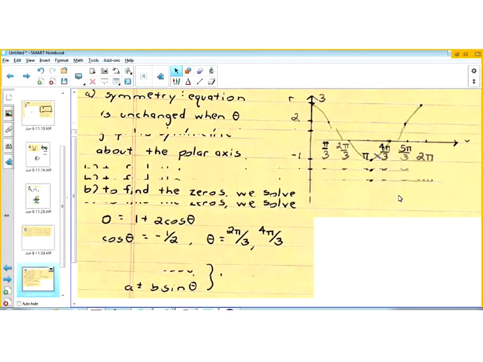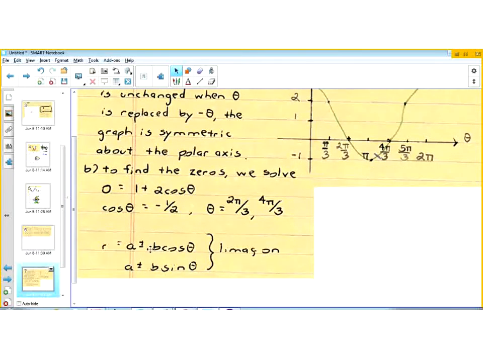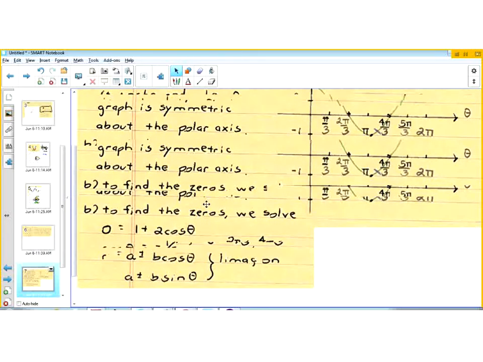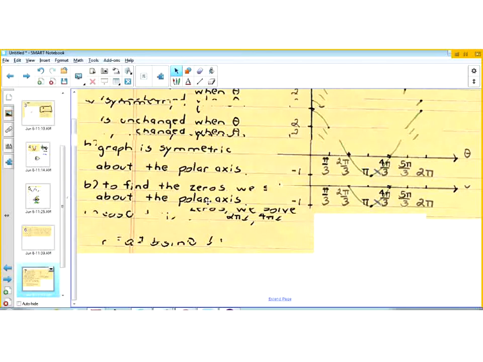Equations of the form a constant plus or minus an amplitude times a cosine or a sine function are called limacons, okay? They're almost like cardioids, but there's a subtle difference. So let me show you.